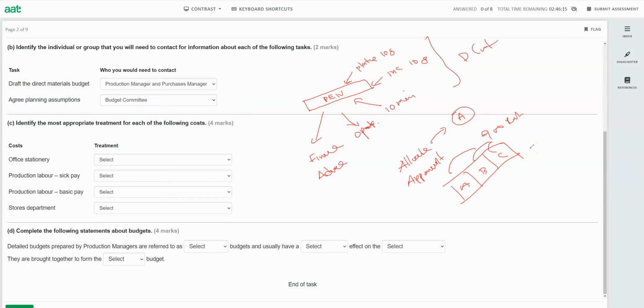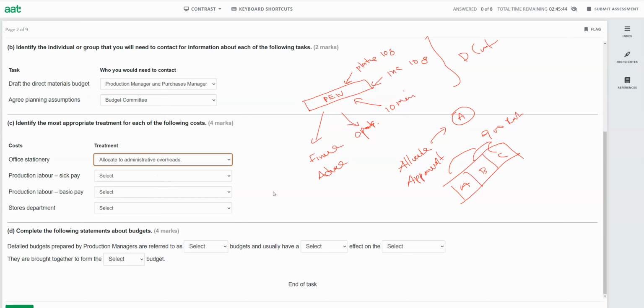So when the cost belongs to more than one department or one product, we have to apportion it. Obviously we cannot allocate it. So when we know this cost belongs to that department, we call it allocate. If we cannot determine it, we call it apportionment. So let's have a look. This question now is the office stationery, so it belongs to the admin department. We can allocate, we know this cost belongs to admin, so allocate to admin overhead.